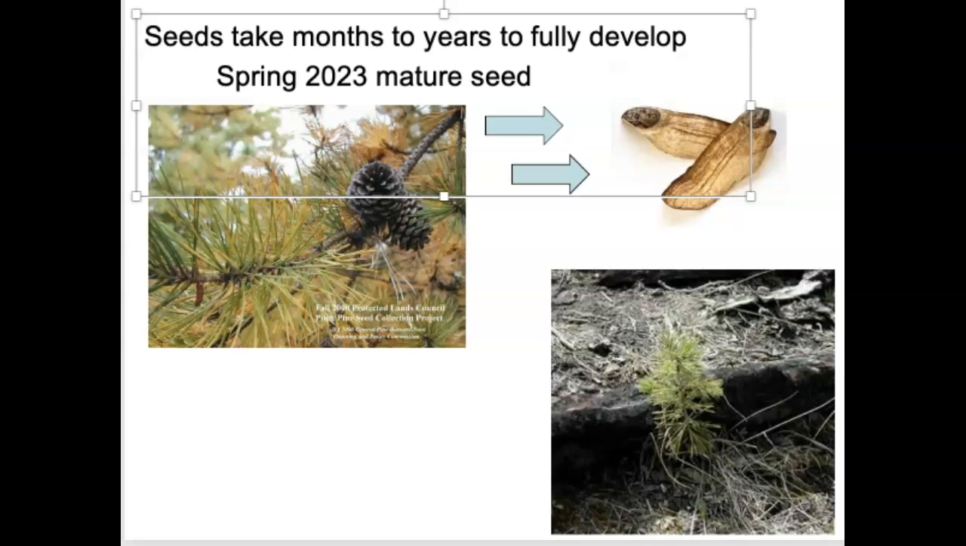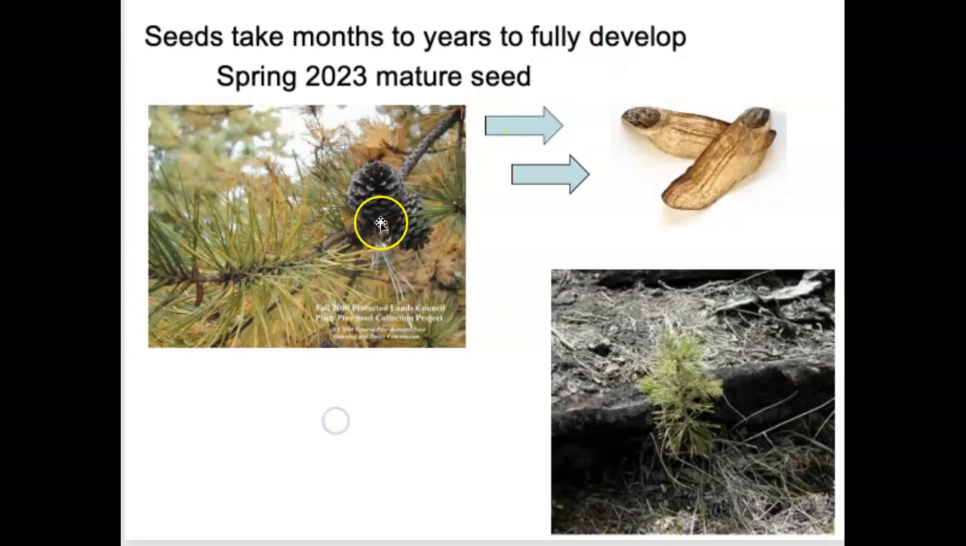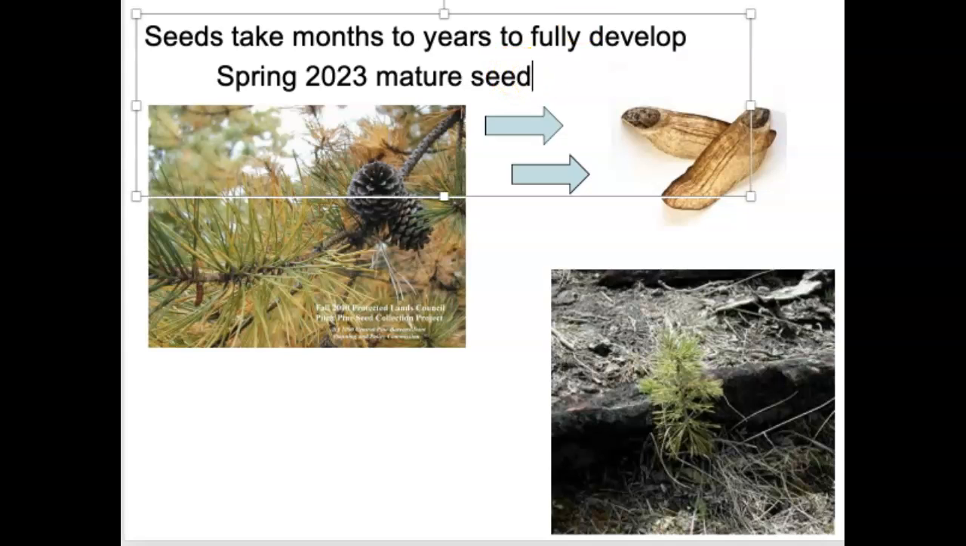So now that seed's sitting in that mature cone. That's what we're looking at here, a mature cone. Spring of 23, got a mature seed, mature cone.